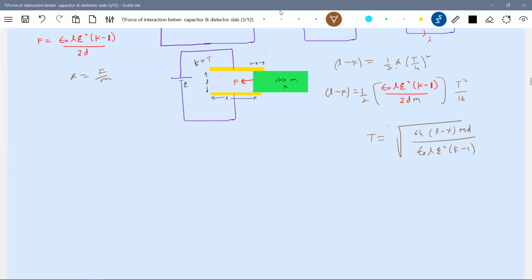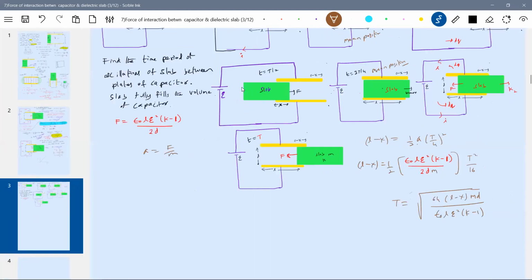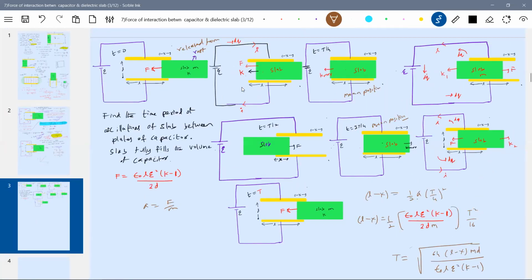Does the time period depend on applied EMF? The answer is no. Does the time period depend upon X, the length of slab between the plates? Yes, it does. If you make X equal to L by 3, you get one time period. If you put X equal to L by 4, you get another time period. Try to see this; we have to analyze based on this equation.